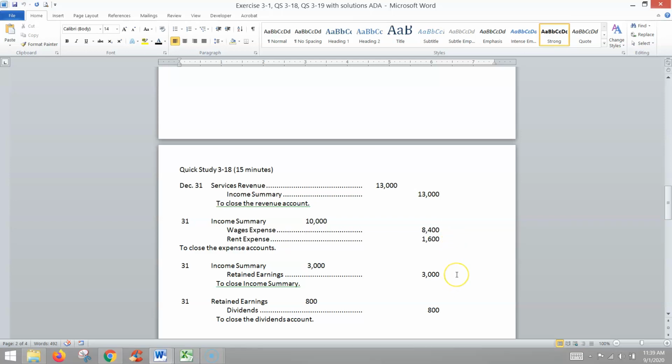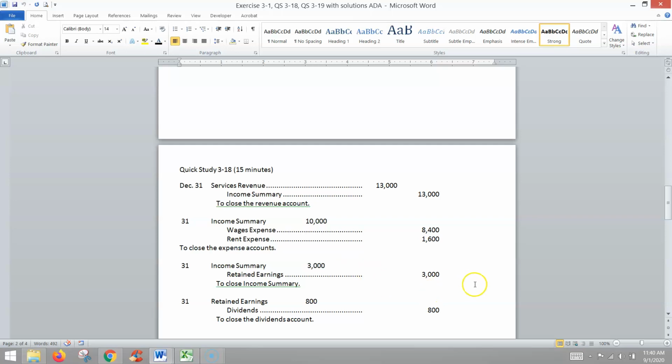The third closing entry is to zero out the income summary. So we had a credit of $13,000. We had a debit of $10,000. So to close it out, we need to debit income summary for $3,000 and credit retained earnings for $3,000. Note that this is the amount of net income for the year. So we've closed it out, and we have effectively increased retained earnings for the earnings of the year.